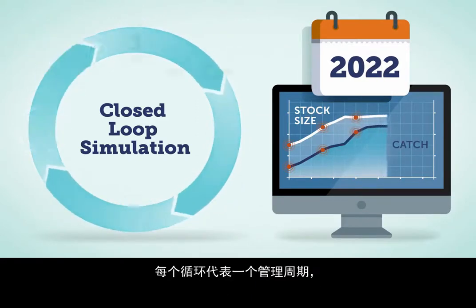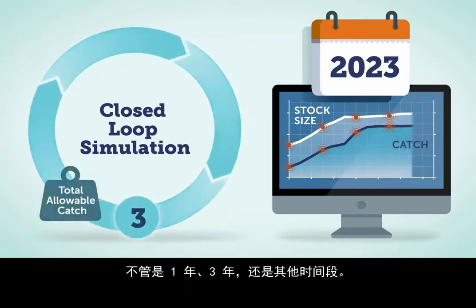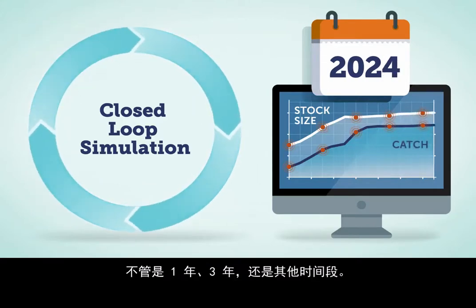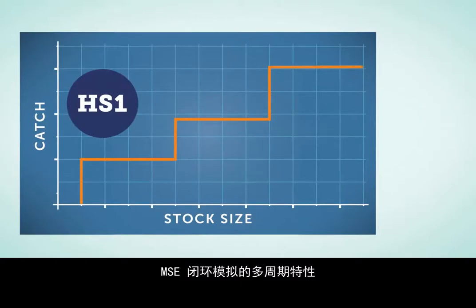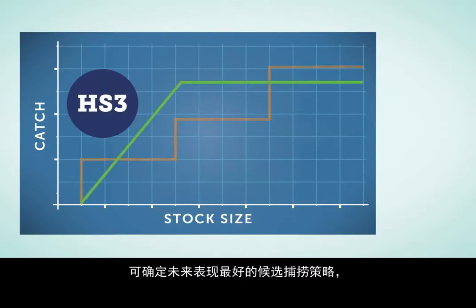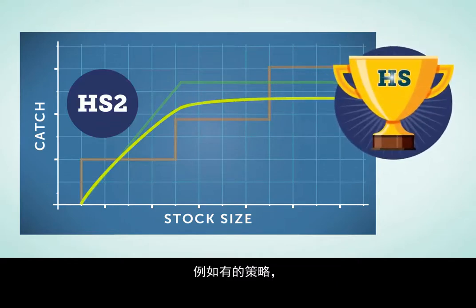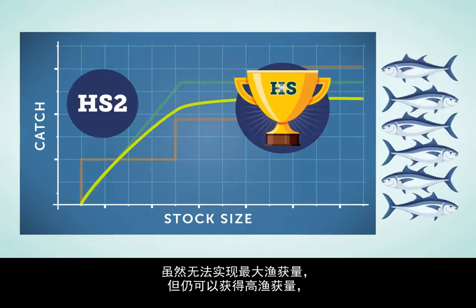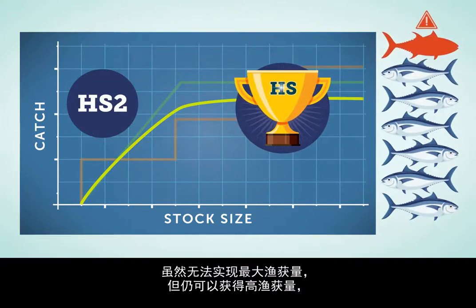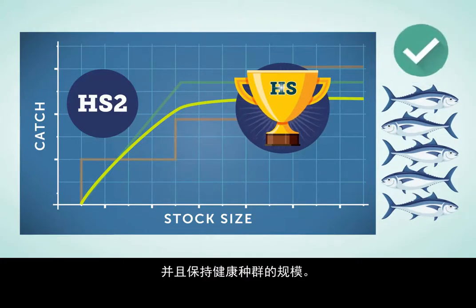Each loop represents one management cycle, be it 1 year, 3 years, or some other time period. This multi-cycle nature of MSE's closed-loop simulation thus determines the highest performing candidate harvest strategy going forward over the long term. For example, the strategy that gets high catches while sacrificing maximum catch to also maintain a healthy population size.